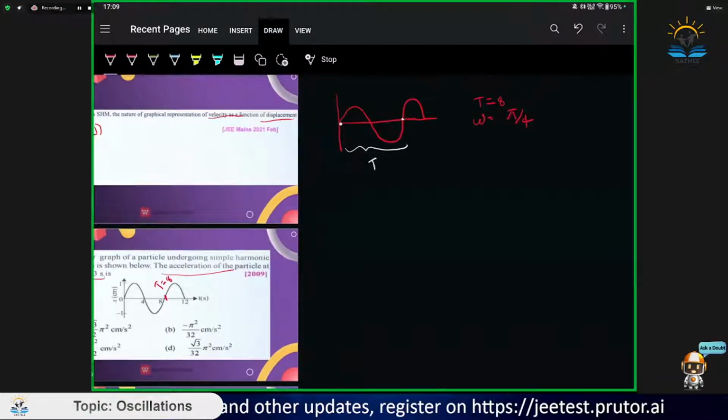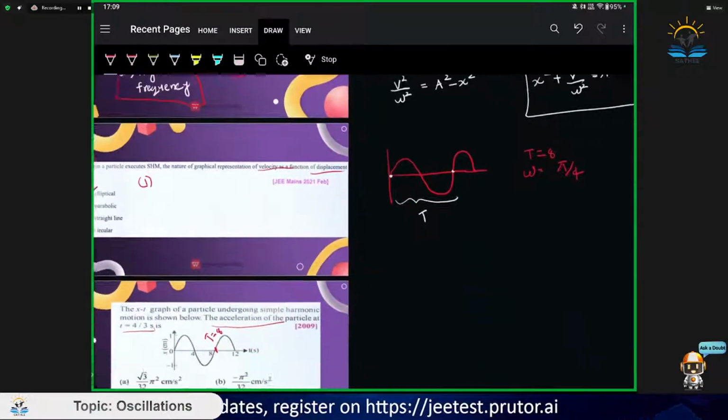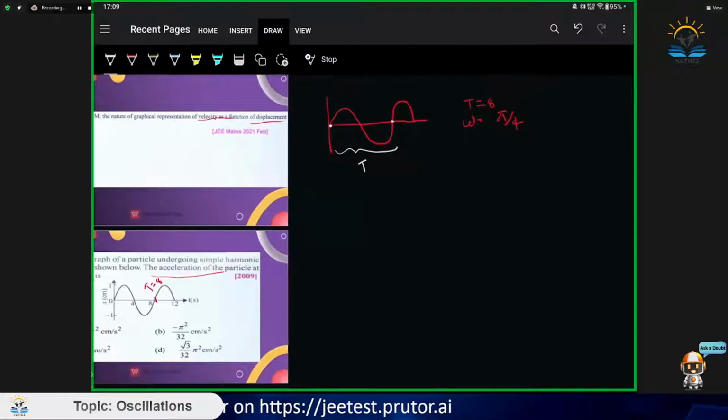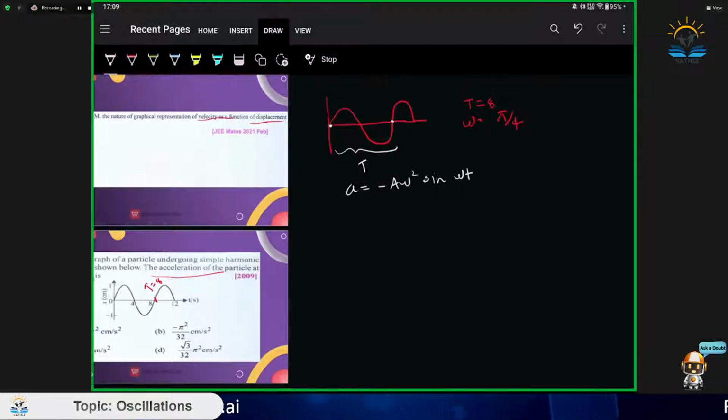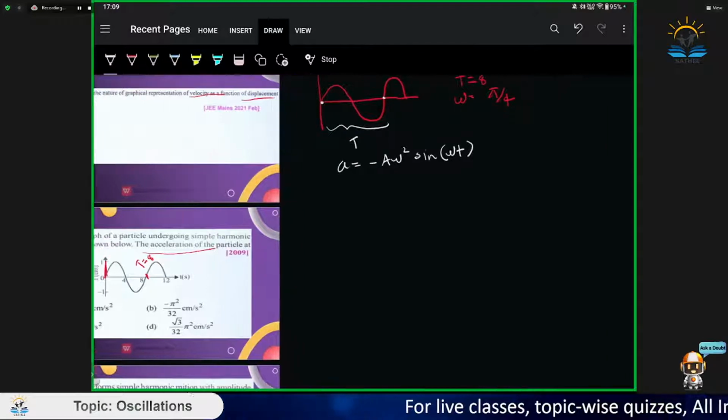What is the formula of acceleration relating with time? Minus a omega square sine omega t. So let me write that. The formula is acceleration equal to minus a omega square sine of omega t. We have to find out the amplitude. Amplitude is also given in the question. Amplitude is 1 centimeter.